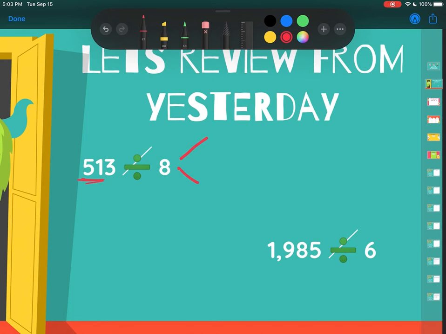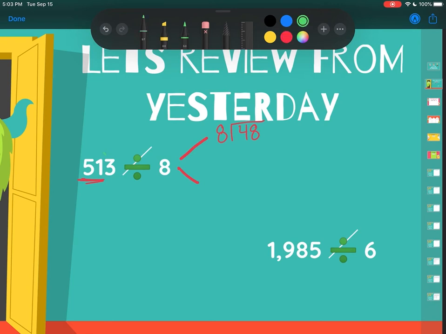Yesterday we were using a multiplication chart. You can still use a multiplication chart today, but I'm going to go ahead and continue without one. So I'm going to think about my multiples of 8 that are right below 51 and right above 51. So one of my below 51 would be 48, right? So I'd have 48 divided by 8.